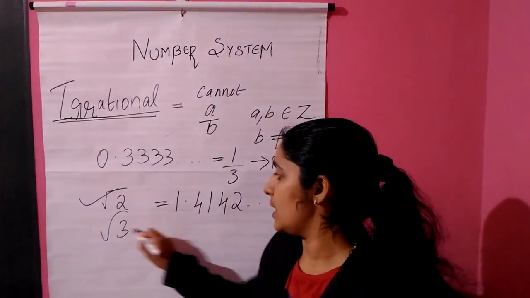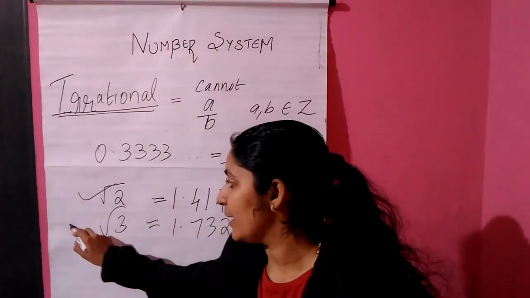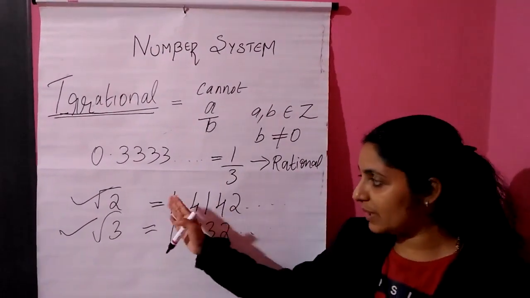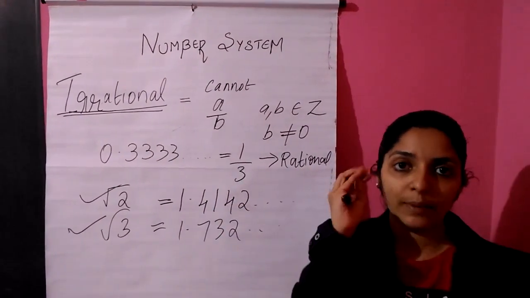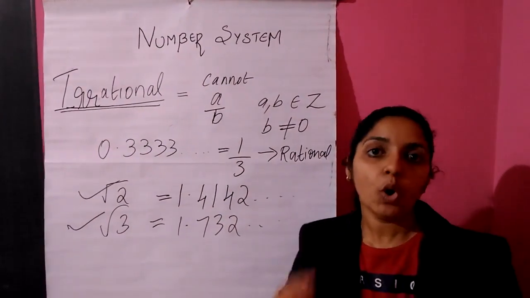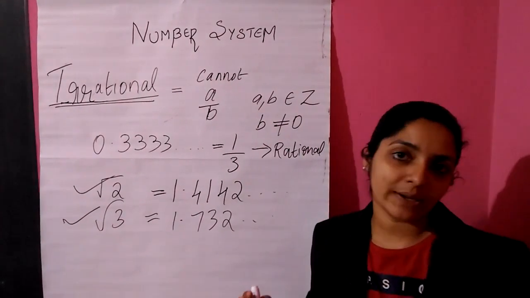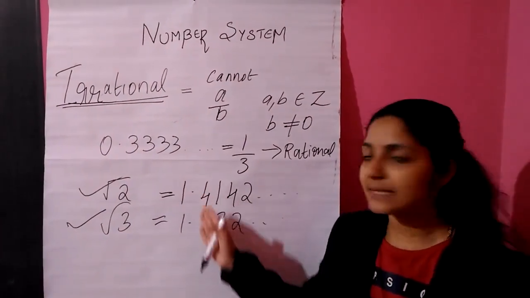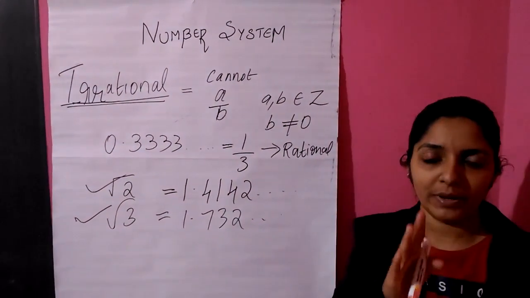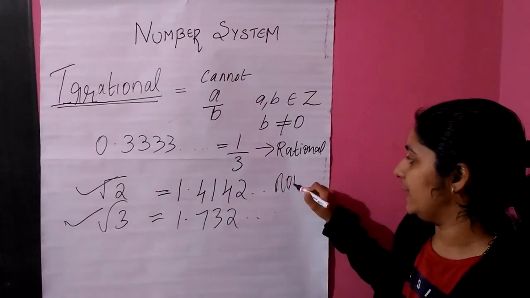Root 3 is also the same thing. 1.732, it goes on. So, this is also called an irrational number because it does not have an exact value. So, from these two numbers, we have come to a conclusion that those numbers which do not have an exact value or which cannot be written in the form a by b are called irrational numbers. So, these numbers, when you see, are non-terminating. Terminating means stopping. Non-terminating, it goes on. It does not stop.